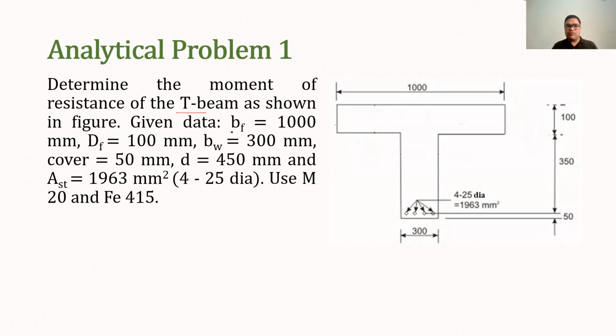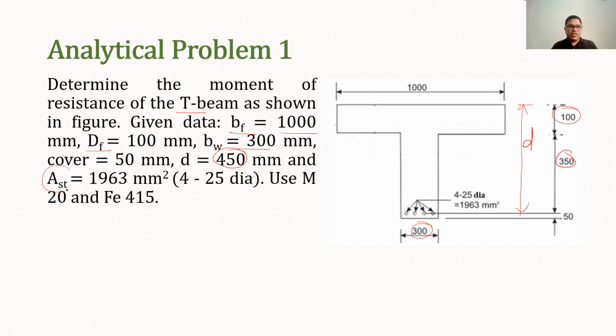The effective width of flange is provided, which is 1000 mm, and the thickness of flange is 100 mm, and the width of web is 300 mm, which is this one, and the effective depth of the T-beam is 450. So this is the effective depth, which is 350 plus 100, 450.